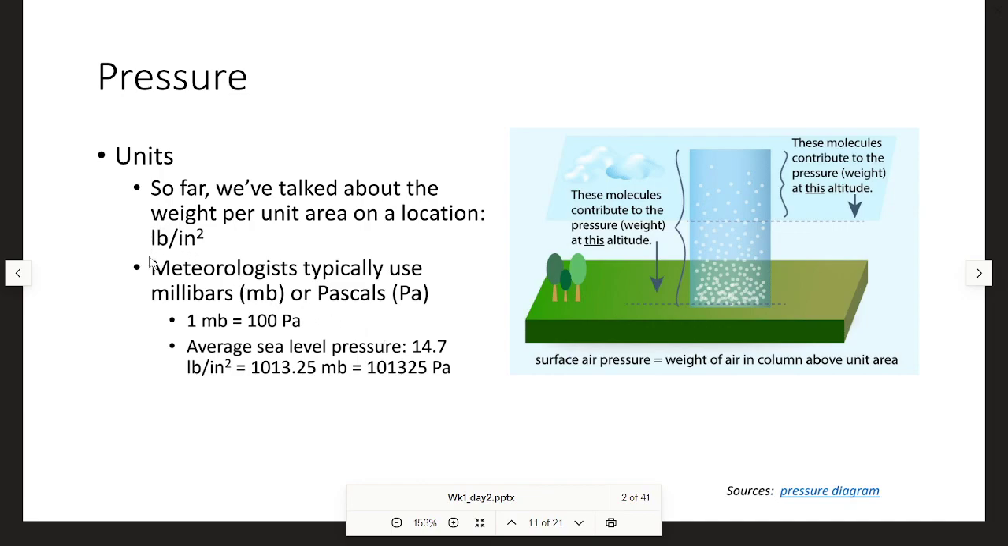We're using pounds per square inch, but we usually use millibars or pascals. 1 millibar is equal to 100 pascals. And the conversion for 14.7 pounds per square inch is 1013.25 millibars, which is equal to 101,325 pascals. So for math equations, we use pascals, but for communicating it to the public or in general, we use millibars.